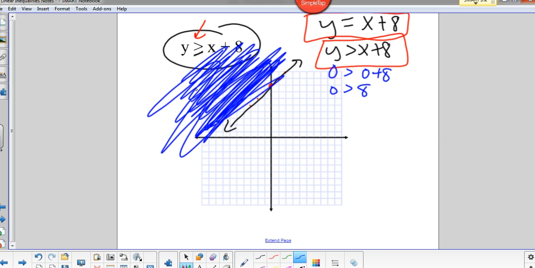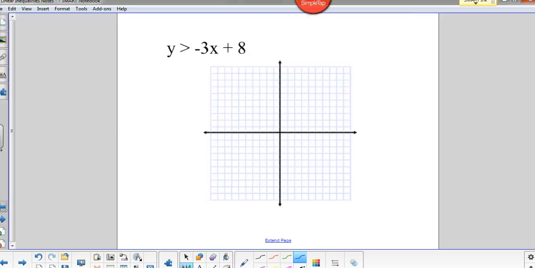I shade onto this side of the line. Now, this is a solid line again because it's greater than or equal to. So the equal to, y equals x plus 8, is part of the solution. So it is a solid line. When it was not, it was a dotted line. All right, so try this one on your own, and then come back and test it. So hit pause and come back.